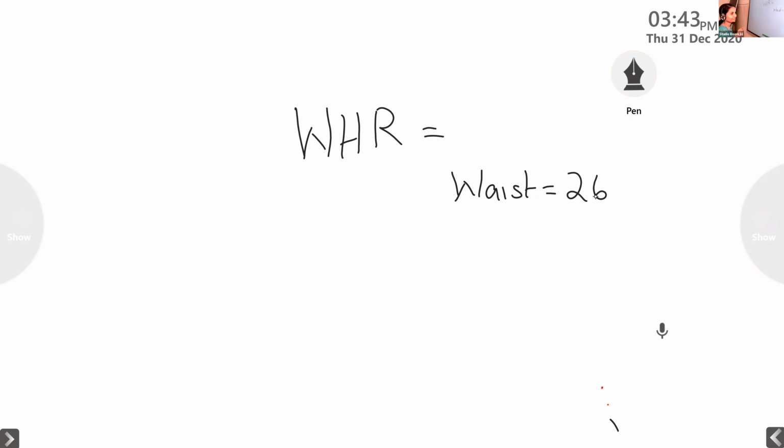So here we are doing the waist hip ratio. First we need our waist measurement. According to me, my waist measurement is 26. It's 26. Okay. And my hip measurement.